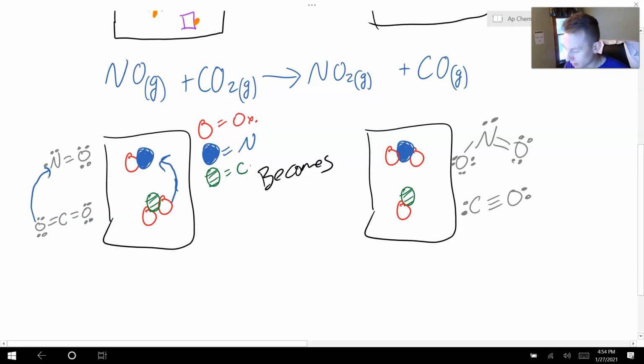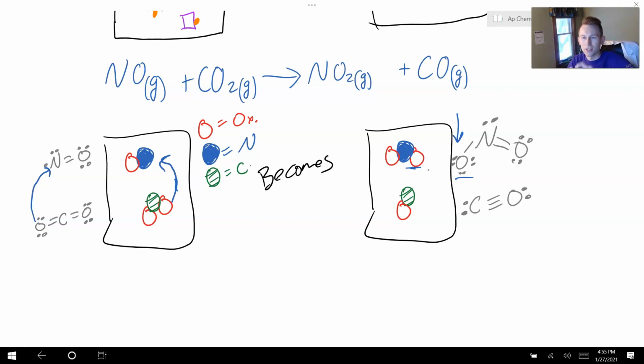And now, on the right-hand side, it's probably this one over here. It's probably this oxygen right here. And it's becoming attached to that nitrogen through a covalent bond. And so it would be like this one right here. So the question again that I pose to you is, how is this happening?